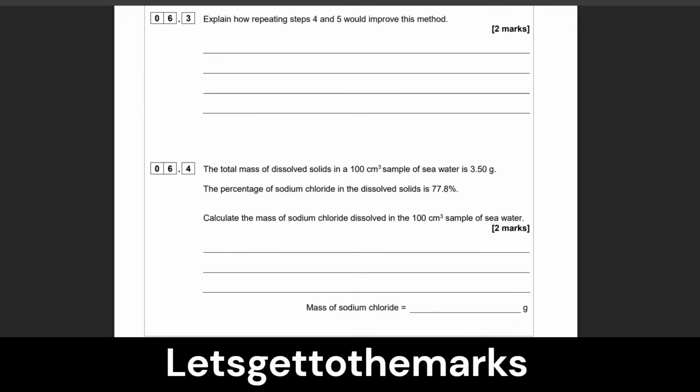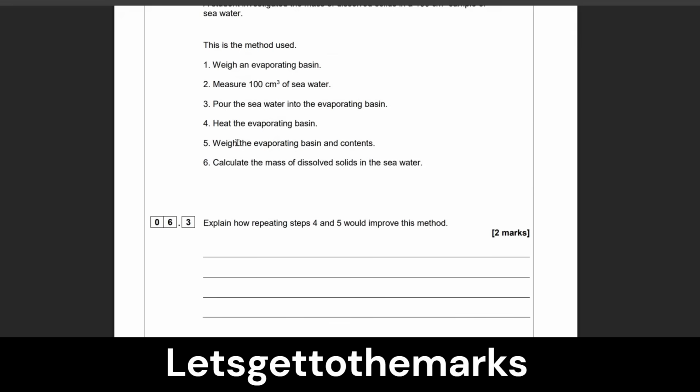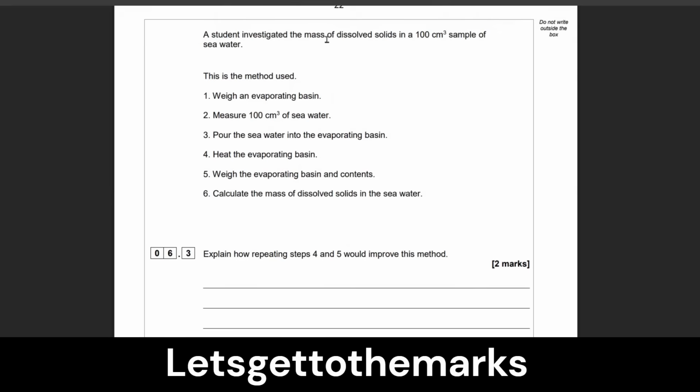So, heat the evaporating basin, weigh the evaporating basin and contents. This investigation was designed to find the mass of solids in 100 cm³ of seawater. Basically, they've tried to evaporate the water and then weigh it again to find out how much solid is in there. Here's the problem. They heated the basin and then weighed it. How do they know they've got rid of all the water? So what they should have done is heat until all the water has evaporated.